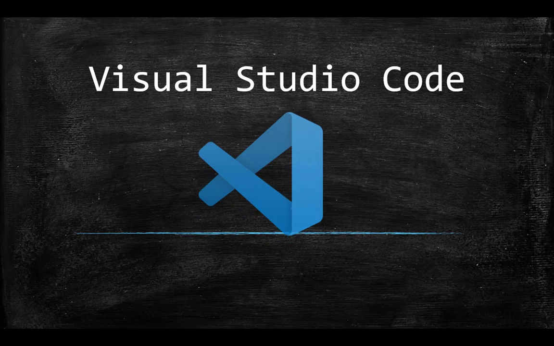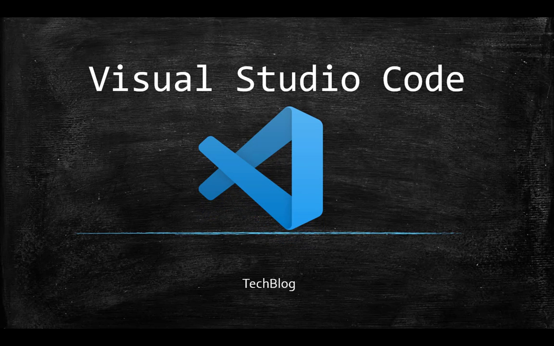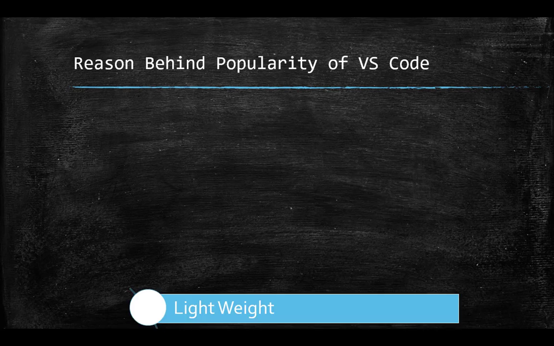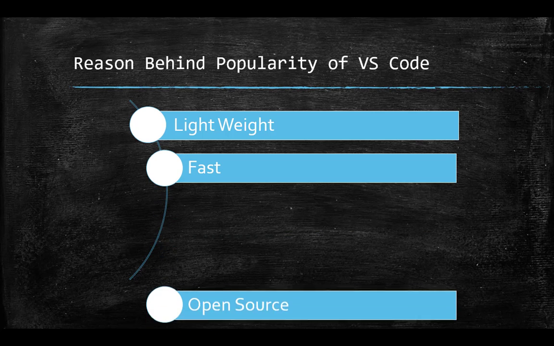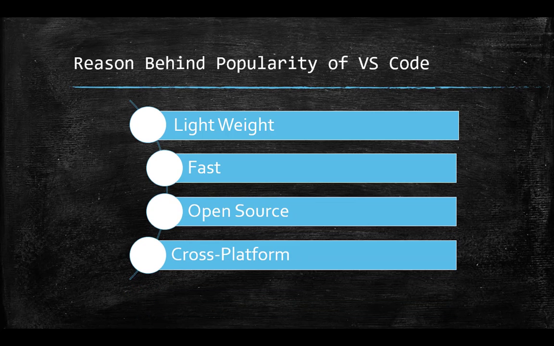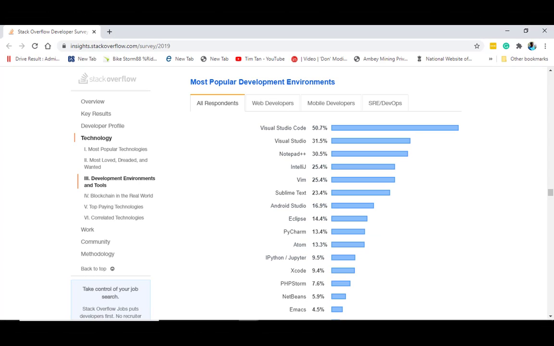The main reason behind its popularity is that it has everything which any programmer expects from any editor, with some additional and useful features. Its lightweight, fast, open source, and cross-platform nature, along with other cool features, give it an extra edge over any other editor. As per the Stack Overflow survey 2019, it has almost 51% share. That's really impressive. Let's go and install Visual Studio Code.